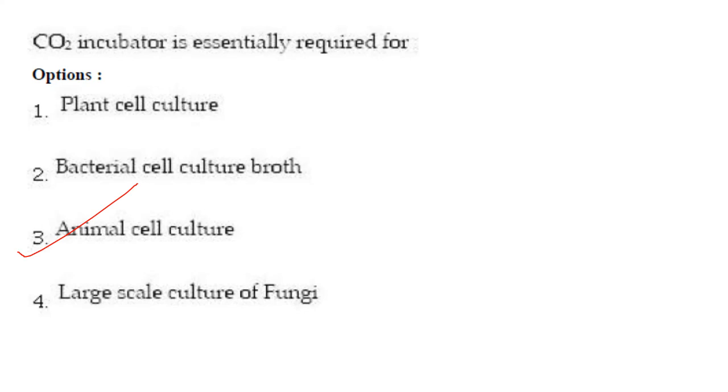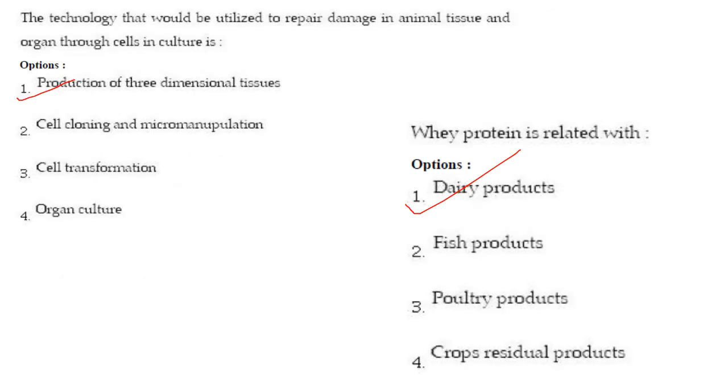Next one, carbon dioxide incubator is essential for option 1 plant cell culture, 2 bacterial cell culture broth, 3 animal cell culture and 4 large scale culture of fungi. Answer is option 3 animal. Next one, the technology that would be utilized to repair damage in animal tissue and organ through cells in culture is option 1 production of 3-dimensional tissues, option 2 cell cloning and micromanipulation, 3 cell transformation, 4 organ culture. Answer is option 1 production of 3-dimensional tissues.